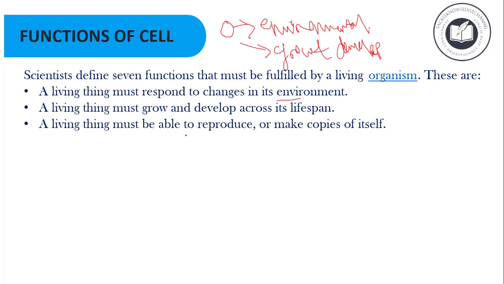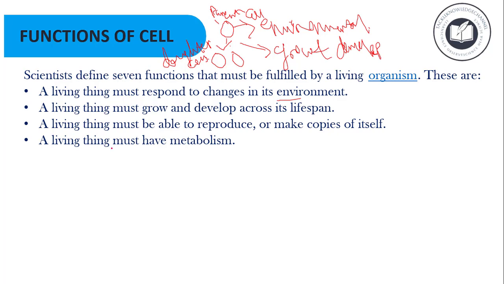A living thing must be able to reproduce, or make copies of life. So it reproduces another cell, making its copies. We call the original the parent cell, and these are the daughter cells. A living thing must also have metabolism.